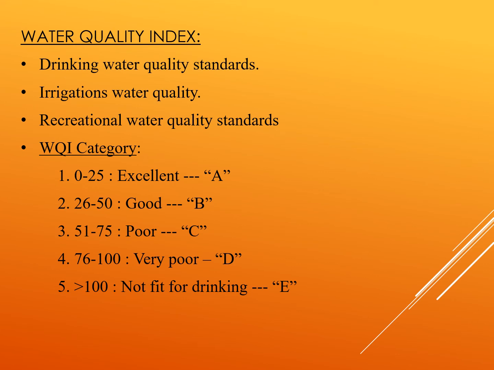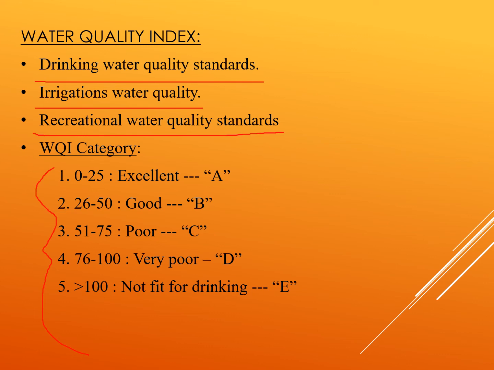Last is the water quality index. The water quality index can be categorized within three standards: drinking water quality standards, second is irrigation water quality, and third is recreational water quality standards. From these three standards, we can summarize the water quality index category. We get five water quality indexes from these water quality standards.